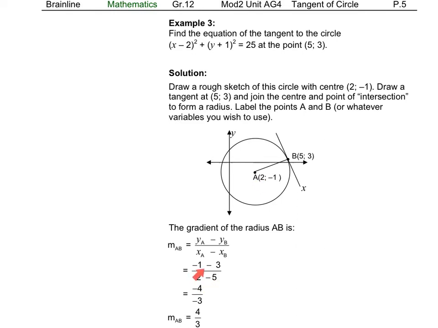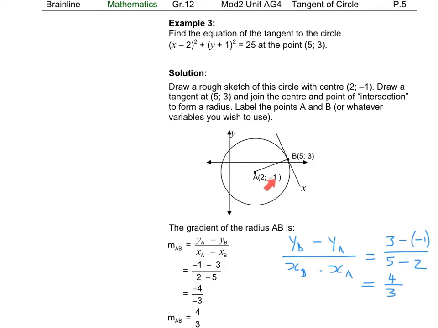Then when I simplify, minus 1 minus 3 gives me minus 4, and 2 minus 5 is minus 3. A minus divided by a minus is a plus, so the gradient of the radius is a positive 4 over 3. Now, in case you are wondering, why did I take y of A first minus y of B second? It doesn't matter. I can also do it the other way around, taking the y of B minus y of A over x of B minus x of A. It gives me exactly the same solution.